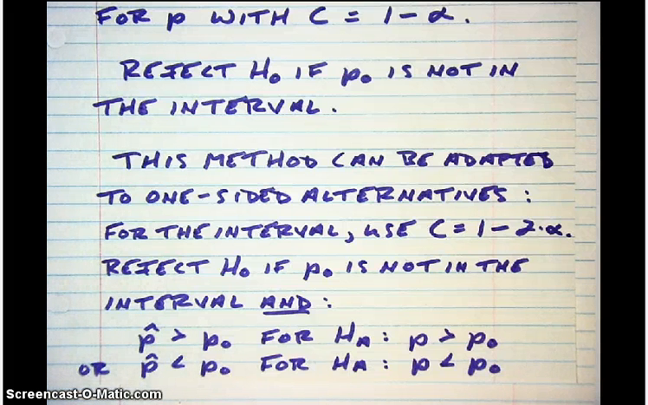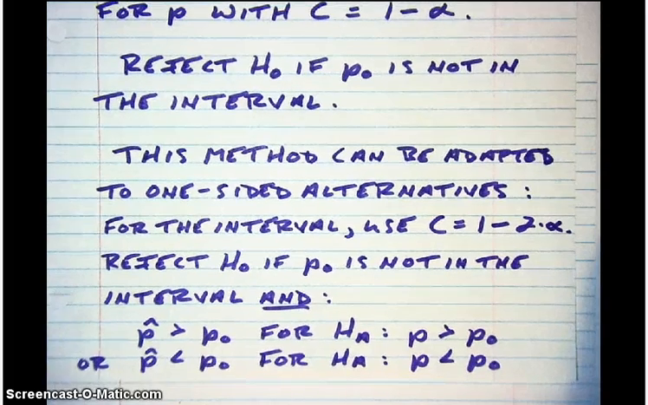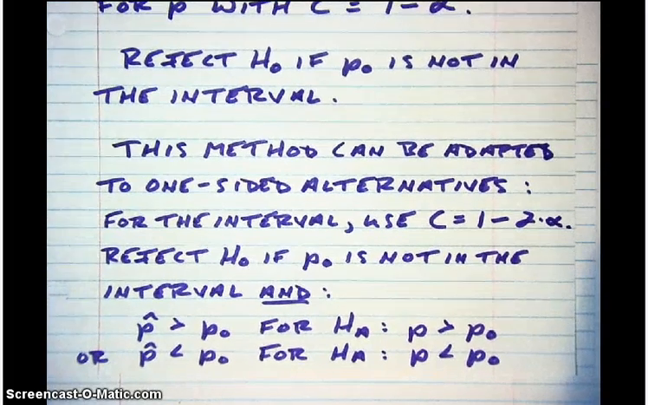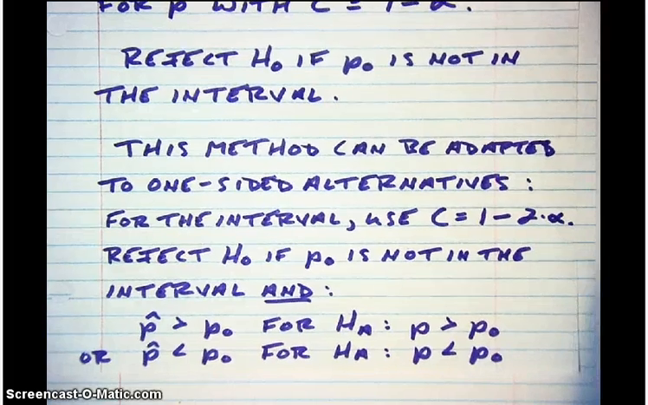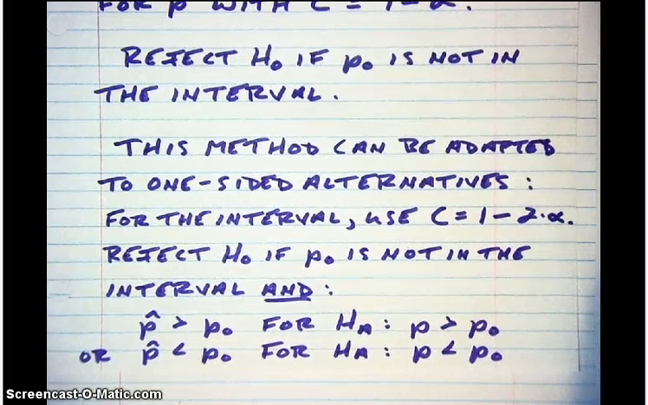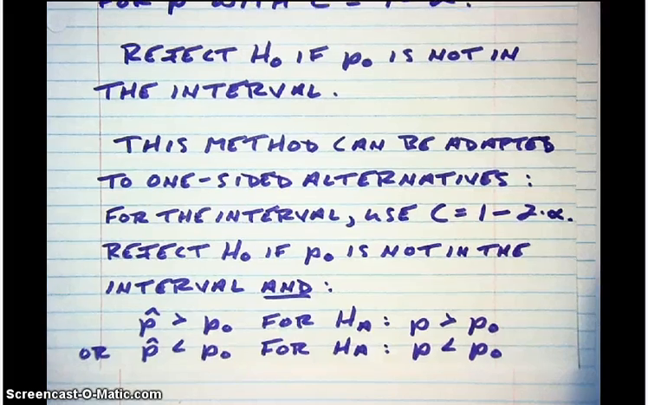So it's a very nice little bonus. Confidence intervals can be used for tests of significance with just a little bit of adaptation and a little bit of extra work. So if you already have the interval, this is not going to cost you very much, and you get all this extra information.